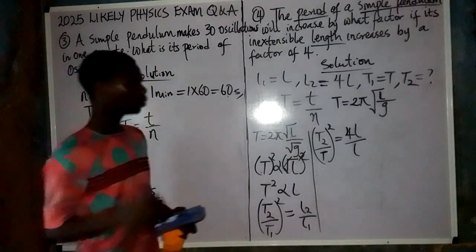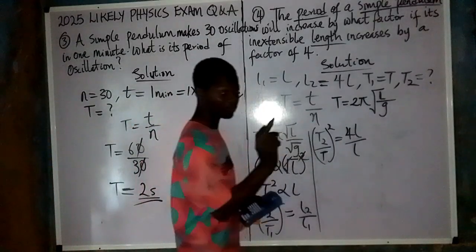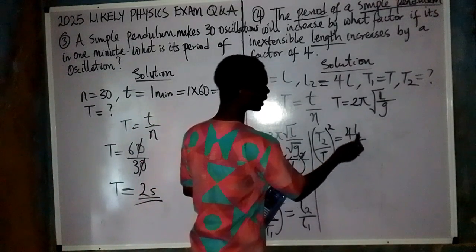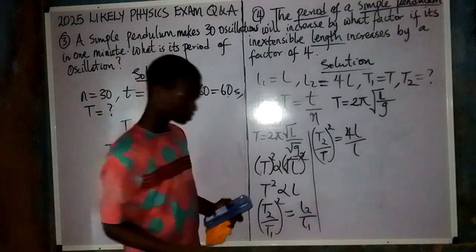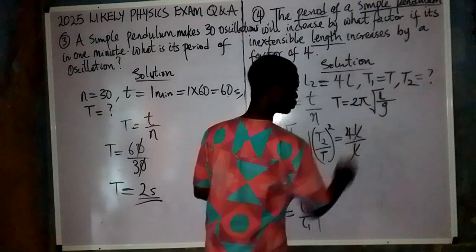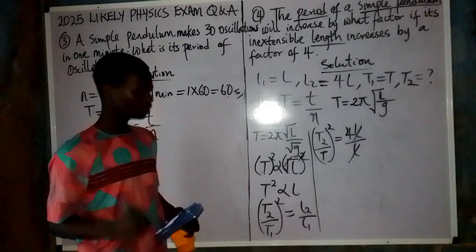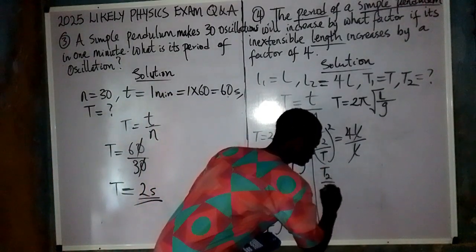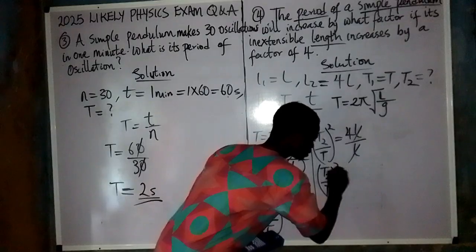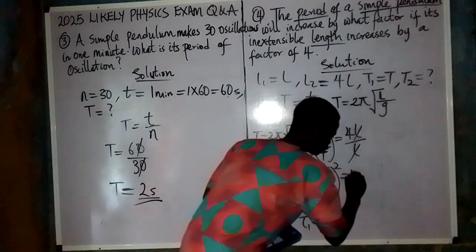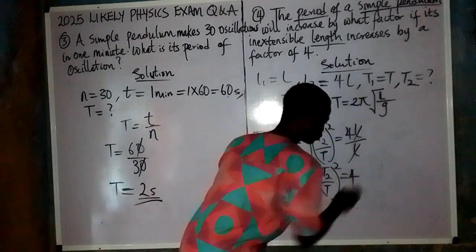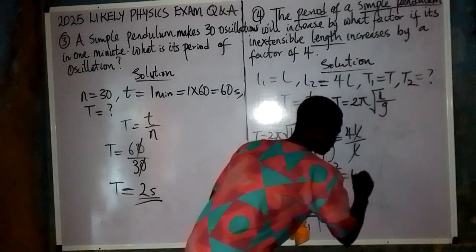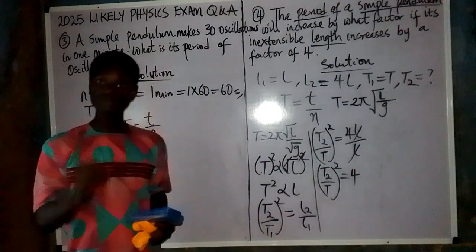So from here we progress. Watch out. What do we now do? Observe something. L can cancel L. Is it not? This L will cancel this L. Now what do we now have? T subscript 2 over T, raised to power 2, will now be equal to what? 4. It will be equal to 4 on this side. Now watch out. We are not done.